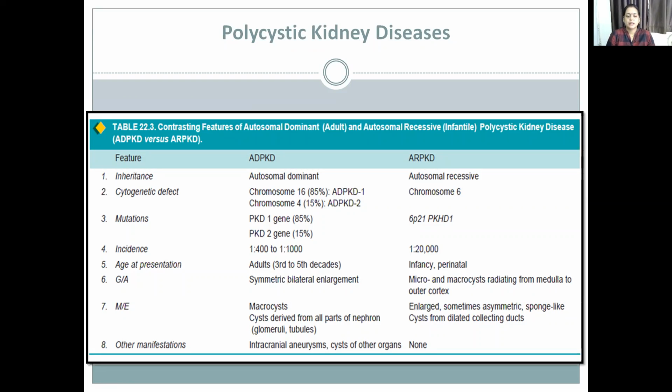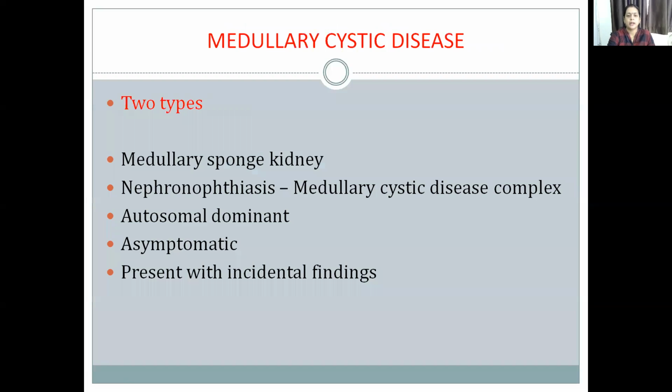Asymmetric cysts, the manifestations of which include congenital hepatic fibrosis in ARPKD and cysts involving other organs in ADPKD. So coming to the other one, that is medullary cystic disease. There are 2 types, that is medullary sponge kidney and nephronophthisis, which is the medullary cystic disease complex. It is autosomal dominant and asymptomatic, and the patient is usually seen with incidental findings.